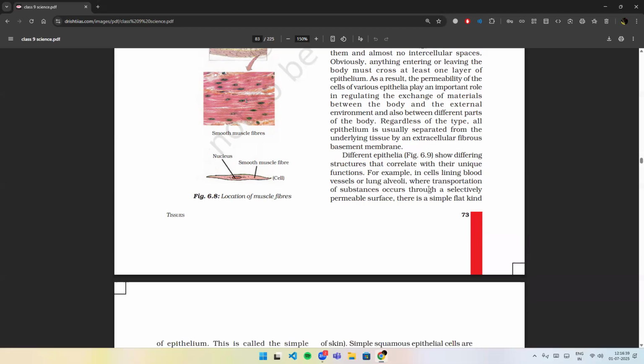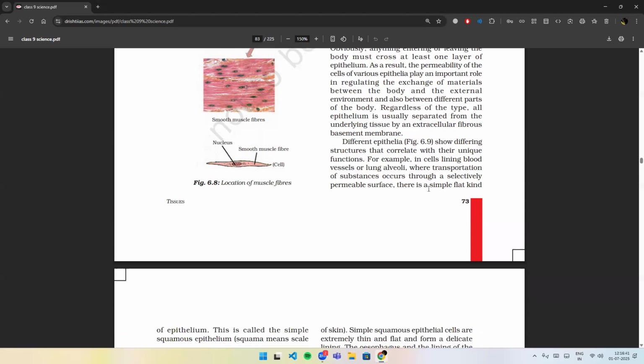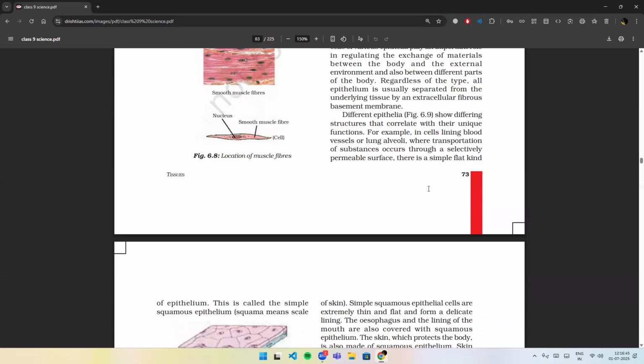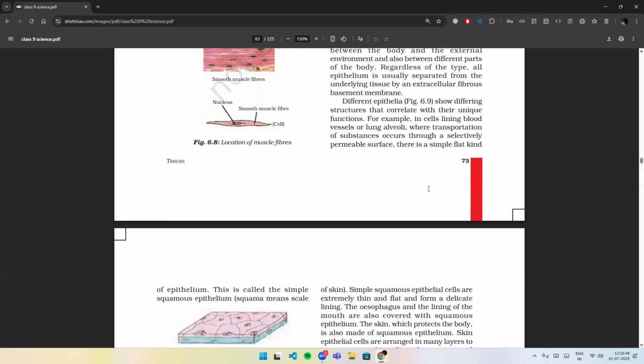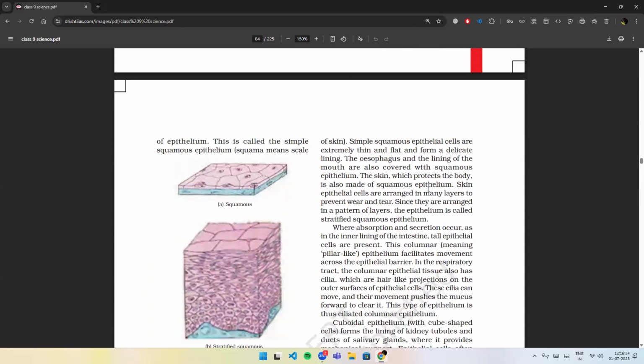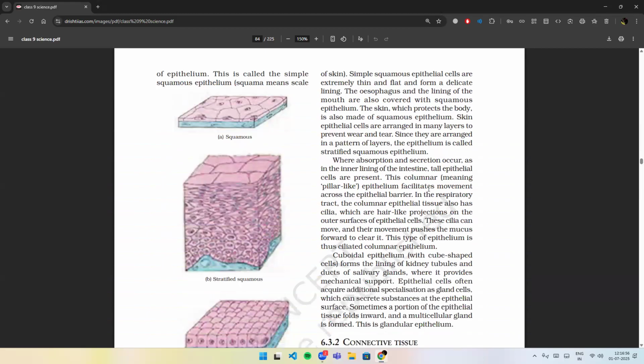For example, in cells lining blood vessels or lung alveoli, where transportation of substances occurs through a selectively permeable surface, there is a simple flat kind of epithelium. This is called the simple squamous epithelium. Squama means scale.